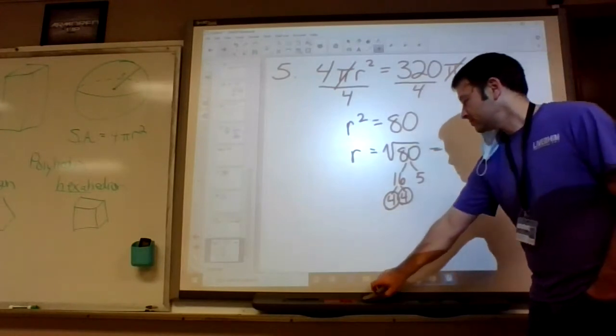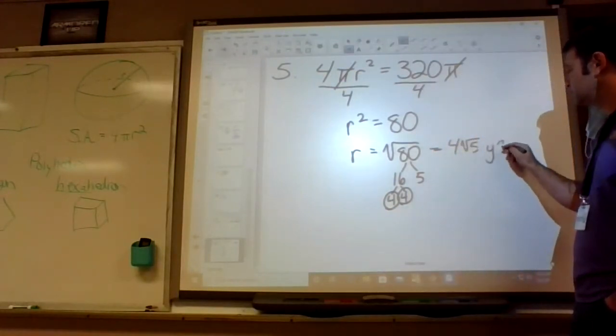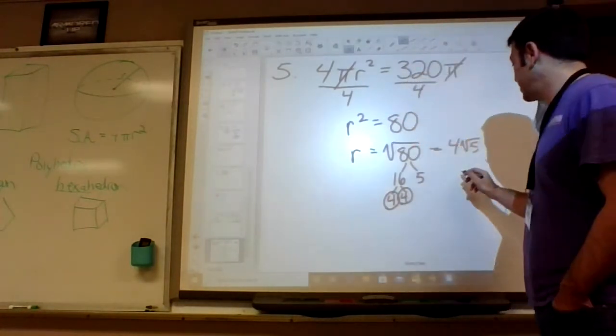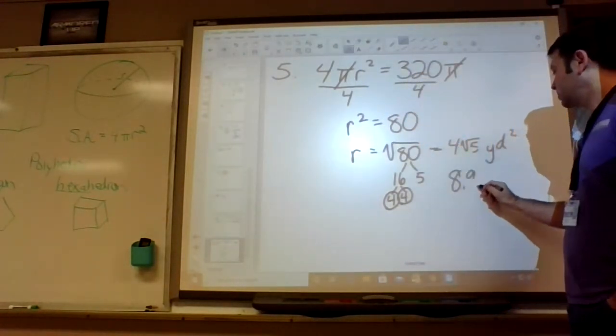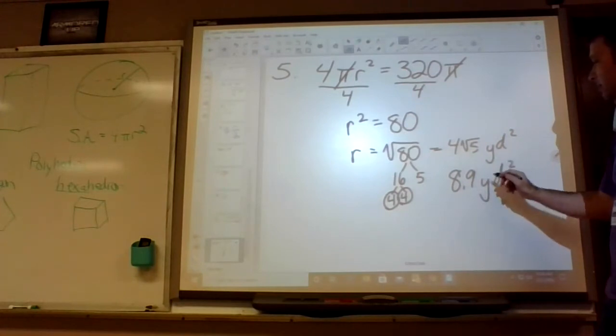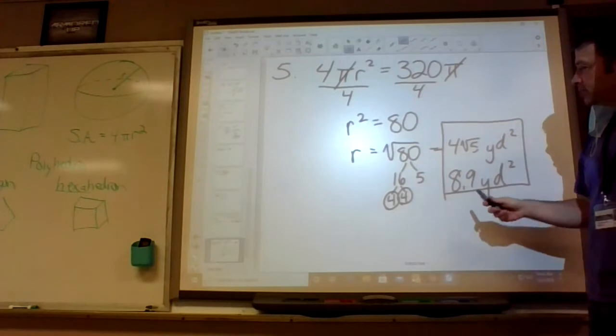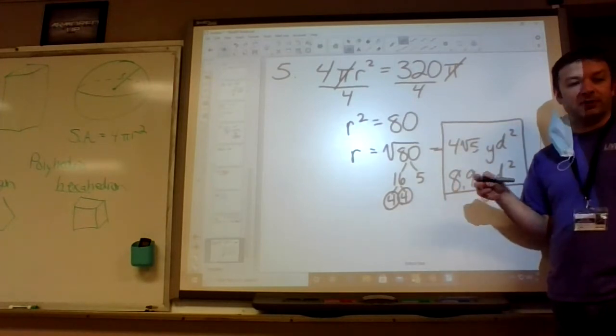Nick, how does it feel to be bad at math? Feels wonderful. It's either 4 square root of 5 or 8.9. Do you care which one it's in? No, today we're going to stick mostly with the decimals. The book actually wrote both, if you look at it in the back.